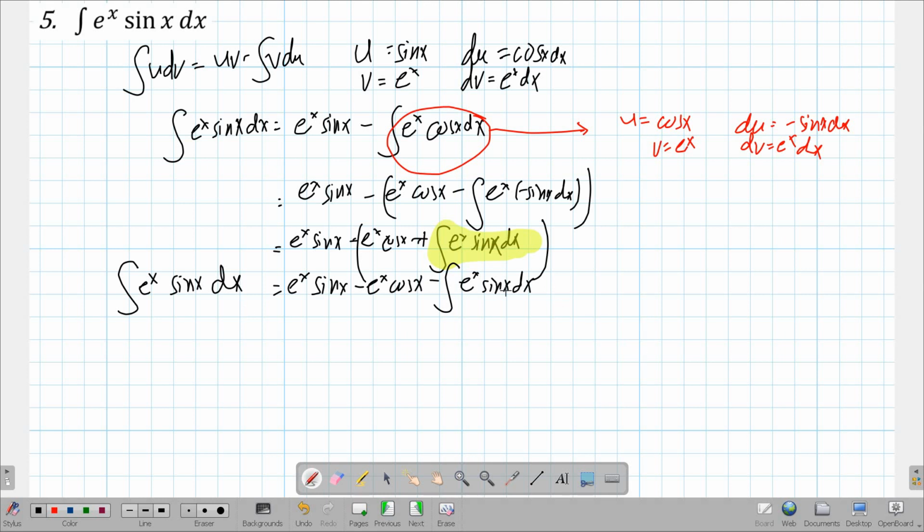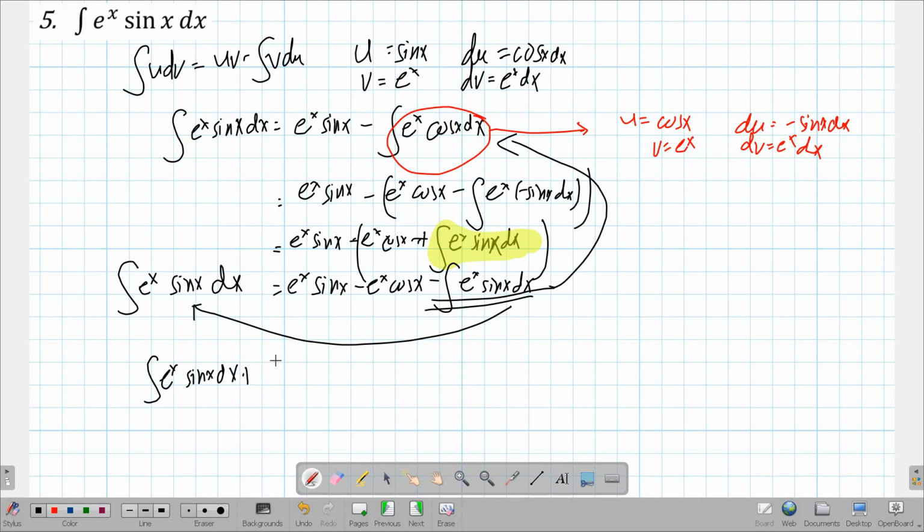So if we're going to continue this, it will just go back here and then the process just keeps on going. So by algebra, at this point already, we can actually transpose it here and add the two integrals together. So I'm going to have the integral of e raised to x sine x dx plus the integral of e raised to x sine x dx, which is equal to e raised to x sine x minus e raised to x cosine x.